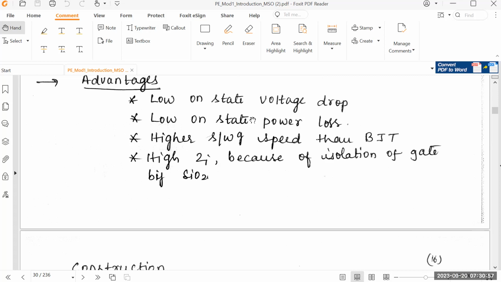We will have a gate. Beneath that one, there will be one insulation. That insulation is called SiO2. So these are the advantages. First one is low voltage drop, then low power loss. Then the fourth one is higher switching speed than the BJT. Here the switching speed of the IGBT is much greater than the BJT, and it also has greater isolation because of the SiO2. SiO2 is nothing else but silicon dioxide, which acts as an insulator or dielectric.